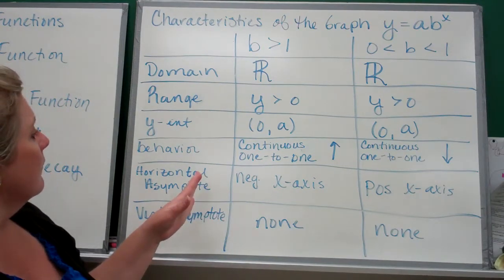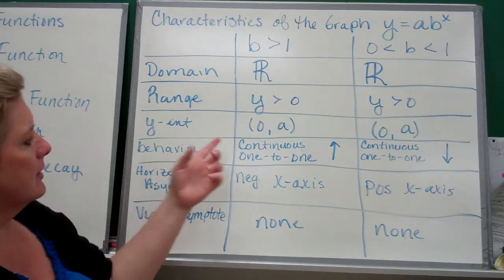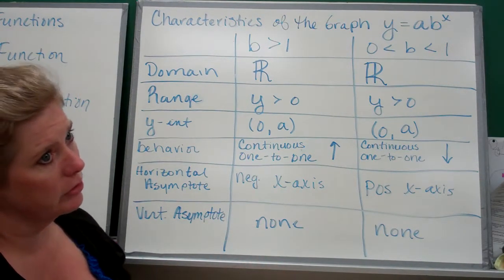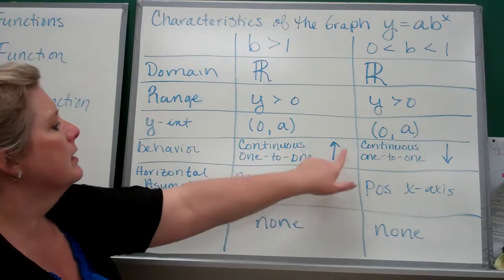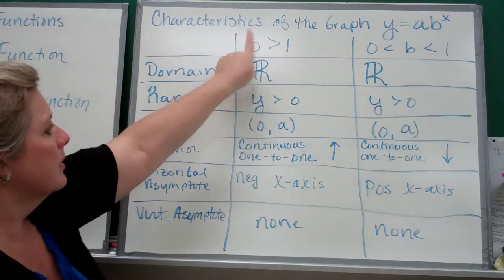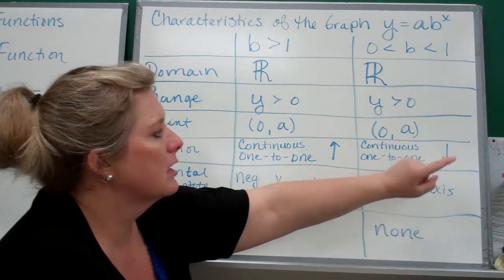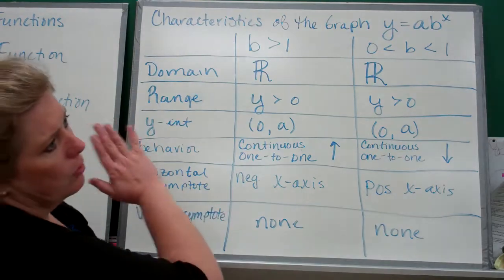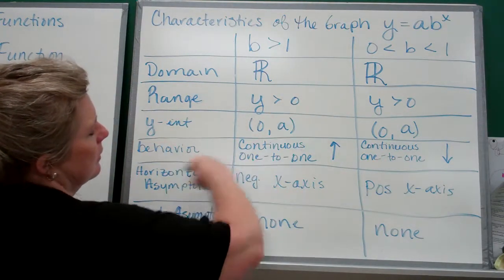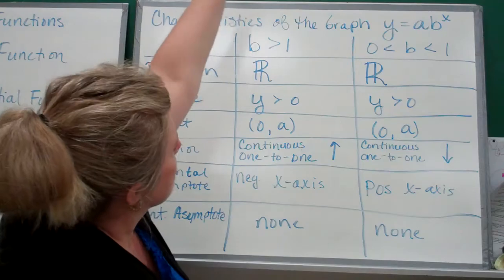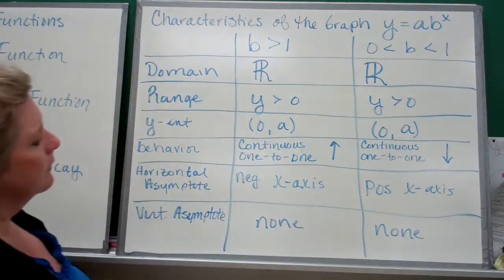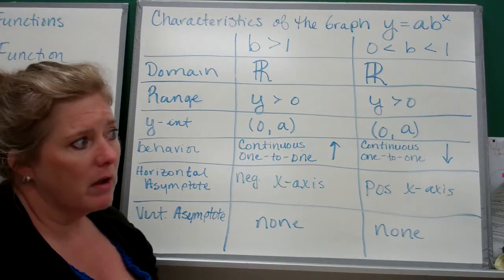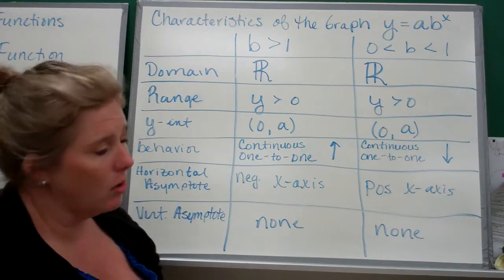Okay. The behavior of the graph: it's continuous, meaning there's no breaks in it. It is one-to-one, meaning it's a function. And in this case, it's increasing. So exponential growth is increasing, exponential decay is decreasing, as you look at the graph from left to right. Decay is going to start real high and end real low. And you'll see when we graph them that these motions I'm making with my arms are the directions that the graph is going in.